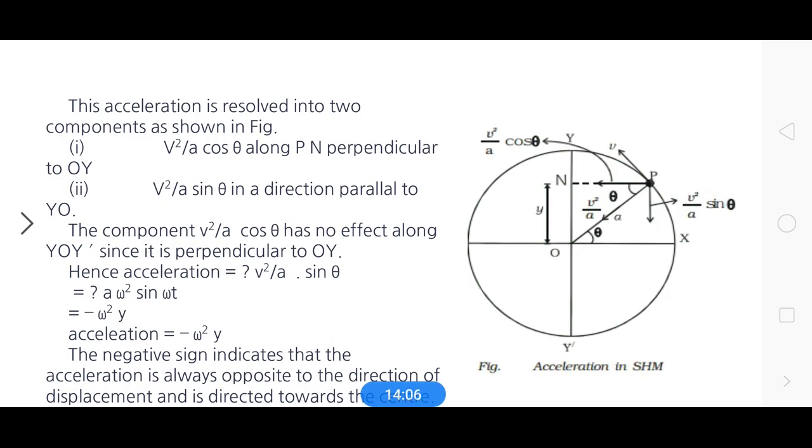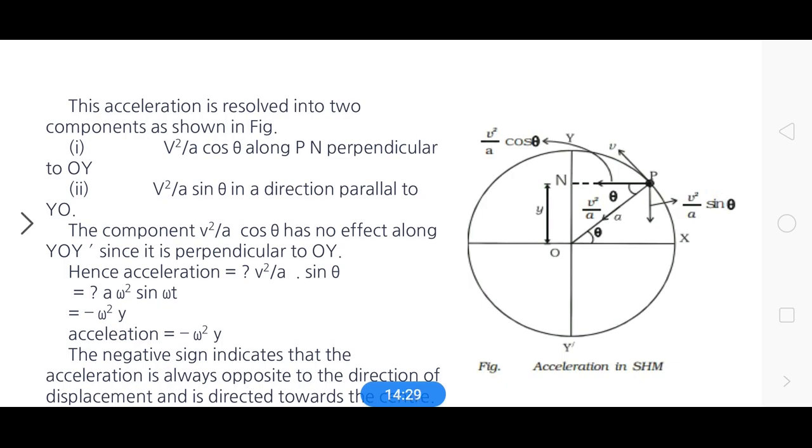But substitute this, v square is equal to a square omega square. Why? Because v is equal to a omega. So by substituting v square as a square omega square by a sin omega t, finally we got the relation, that is a is equal to omega square y.